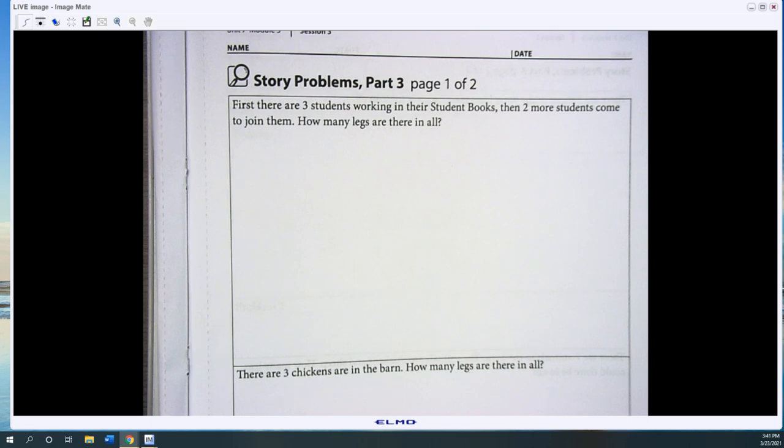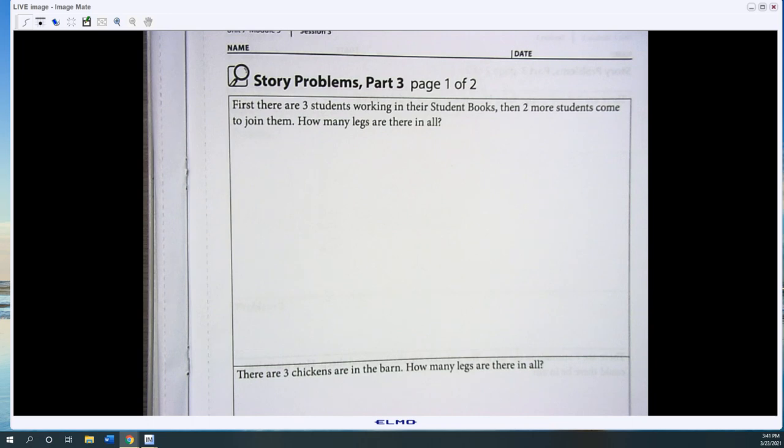I know these might be hard to read, so you might have to ask a grandma or grandpa or a parent or a babysitter to help you read the story problems, but I know that you can solve them on your own. Okay, the first one says, first, there are 3 students working in their student books. Then, 2 more students come to join them. How many legs are there in all?